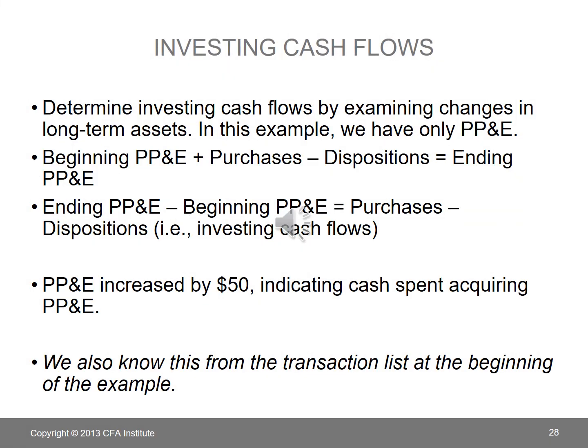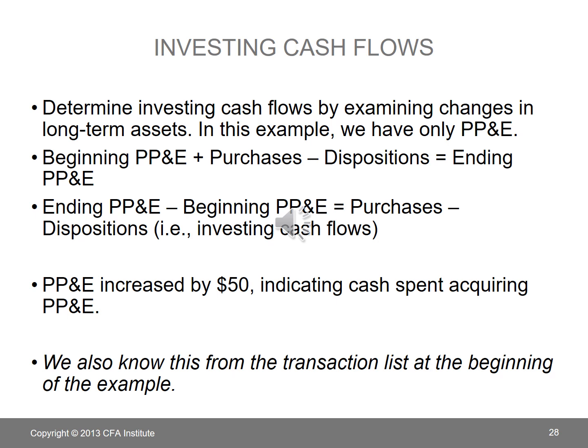So we begin with PP&E, or property, plant and equipment, which basically covers the building item. Since we can see from our analysis that the building went up in value by $50, we assume that $50 cash was spent acquiring the building, which we know explicitly from the description of the firm's activities at the beginning of the example. Note also that we are looking at gross PP&E, not net PP&E.